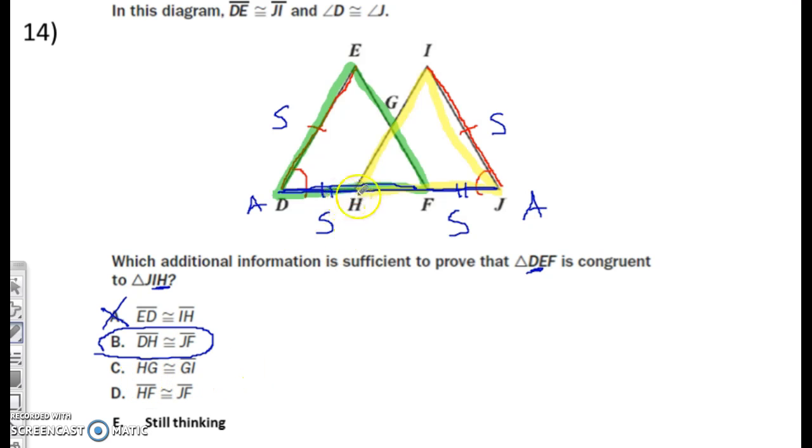So the next one says HG is congruent to GI. Well, that's just all in the yellow triangle. That doesn't even include the green triangle, so that doesn't help us at all. And then HF is congruent to JF. Again, that's all from the yellow triangle, so that doesn't help us. So it is in fact B.